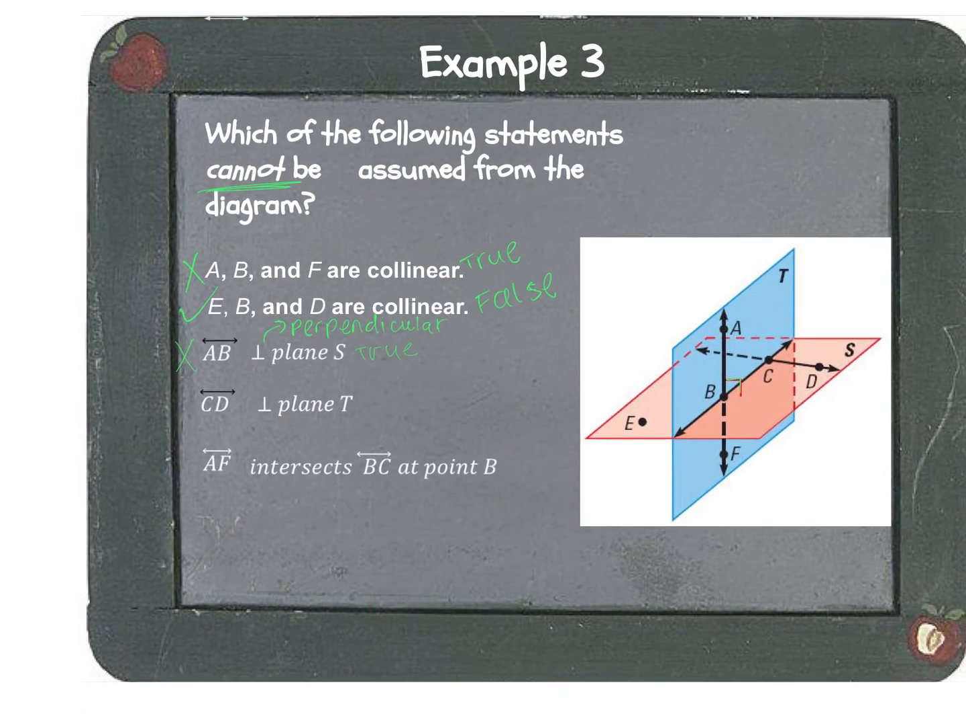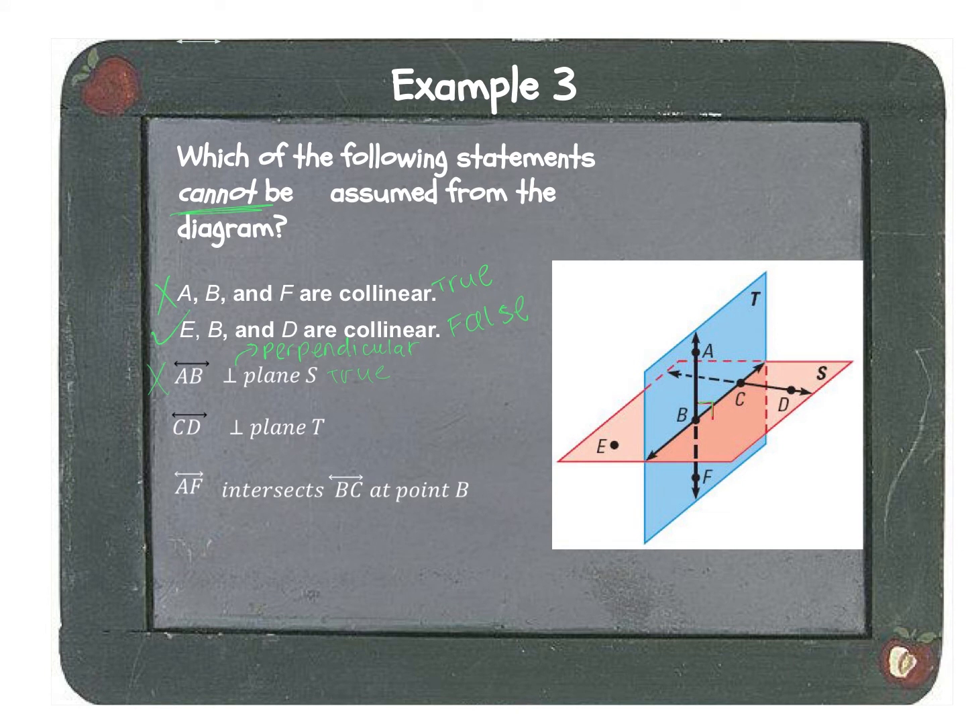Is CD perpendicular to the plane? No. Why not? It doesn't have a symbol. Can we assume just because it looks like it's 90 that it is 90? Absolutely not. So this one we would say false, and we would pick it. Do you guys agree? Because it's something we cannot assume. AF intersects BC at point B. True. Would we pick it? No, because this was a double negative problem. It's asking for the ones that we cannot assume. It's a little bit confusing, but it's good practice.